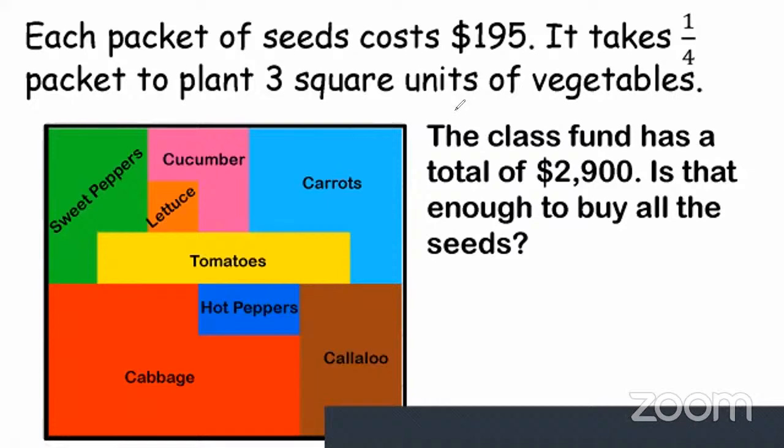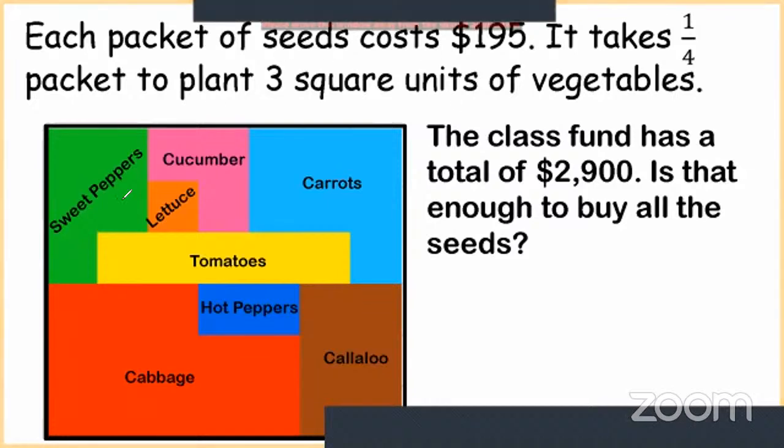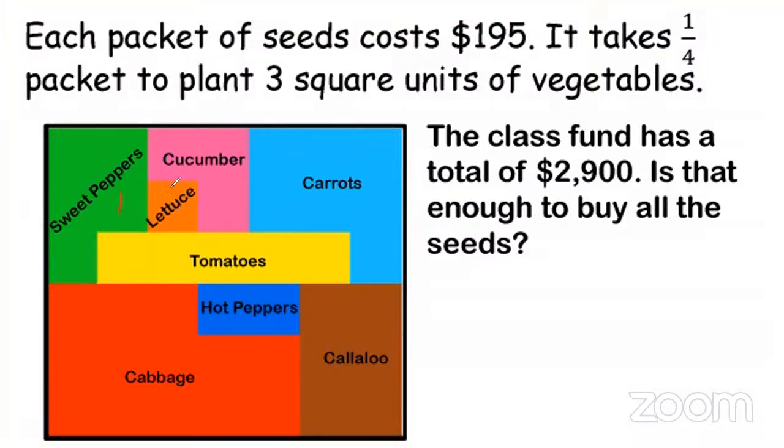Let me annotate. For sweet pepper, we need one packet. For cucumber, we need only one packet as well because it's 3 square units, so it will take a quarter. We can't buy a quarter, so we need another packet. For lettuce, this will take less than a quarter, so we need a packet here. These are different vegetables, so we can't get different vegetables in the same packet. We have 8 vegetable seeds to buy.